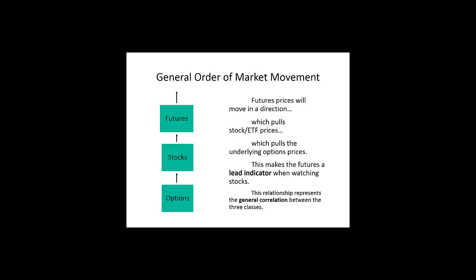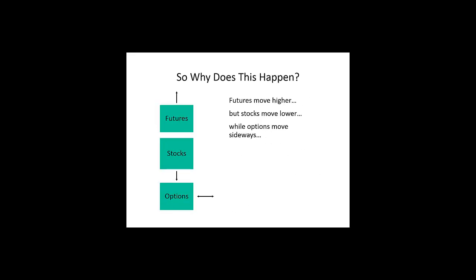Nice and simple, right? Futures up, stocks move up, options move up, futures move down, stocks move down, options move down. It's so simple. It's a general correlation between all the classes summed up into three types of components: futures, stocks, and options. Futures go up, stocks move up, options move up. Okay. That's the basic movement. So then I ask you, why does this happen? Futures move up, stocks move down, and then options move sideways.